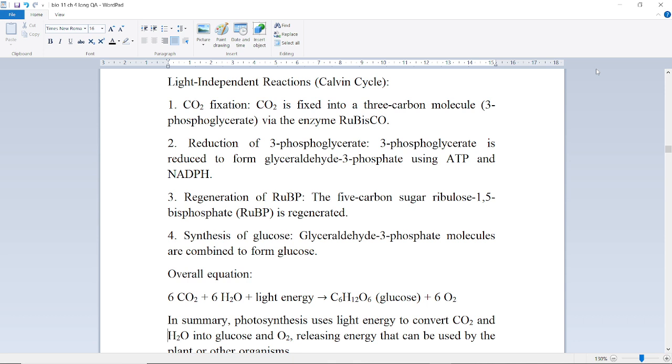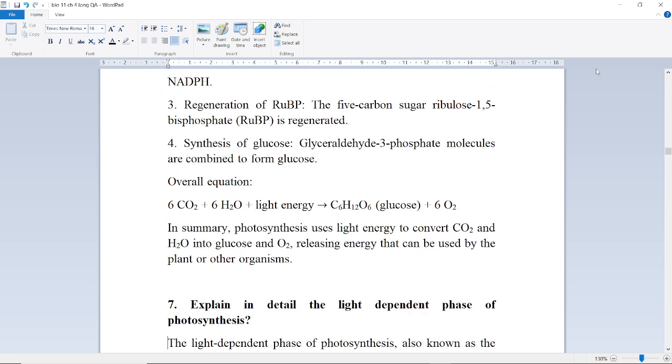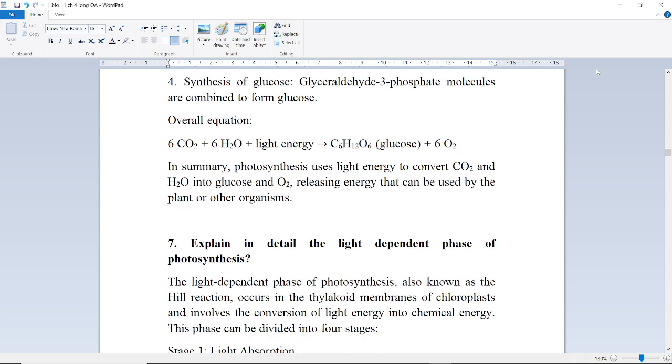Reduction of 3-phosphoglycerate. 3-phosphoglycerate is reduced to form glyceraldehyde 3-phosphate using ATP and NADPH. Regeneration of RuBP. The 5-carbon sugar ribulose 1,5-bisphosphate, RuBP, is regenerated. Synthesis of glucose. Glyceraldehyde 3-phosphate molecules are combined to form glucose. Overall equation: 6 carbon dioxide molecules plus 6 water molecules plus light energy gives us C6H12O6, 1 molecule of glucose, plus 6 O2, 6 molecules of oxygen.